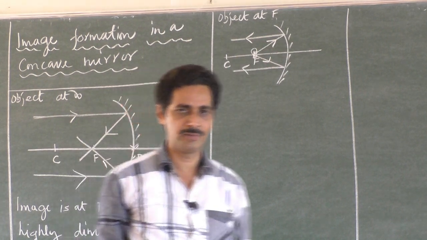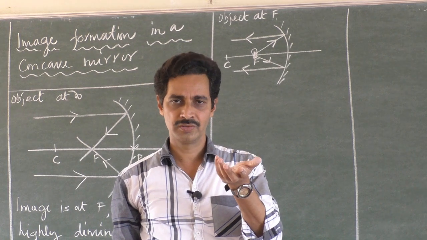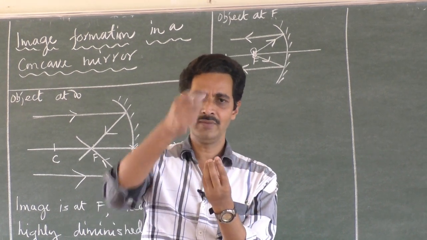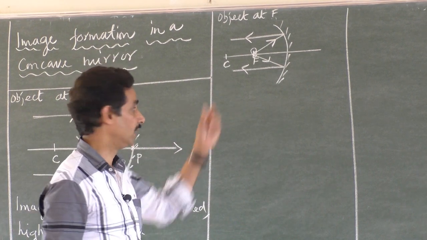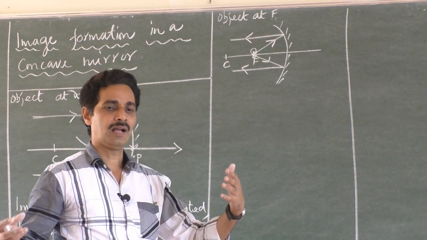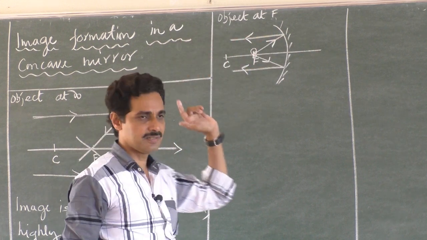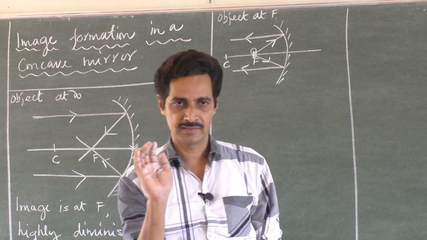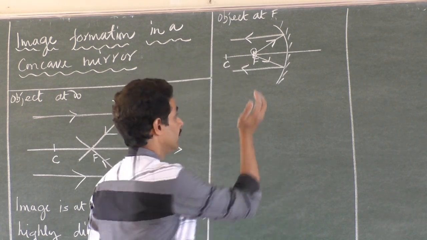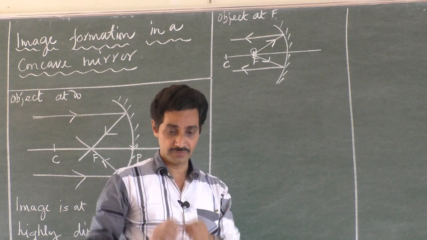So, using concave mirror, you can produce a parallel beam of light from a diverging light source. If you have a bulb, light rays are diverging from the bulb. But if you keep the bulb at the focus of the concave mirror, the rays of light, after reflection, become parallel. This principle is used in the headlight reflectors in vehicles. In vehicles, we have a bulb which is a source of diverging light.